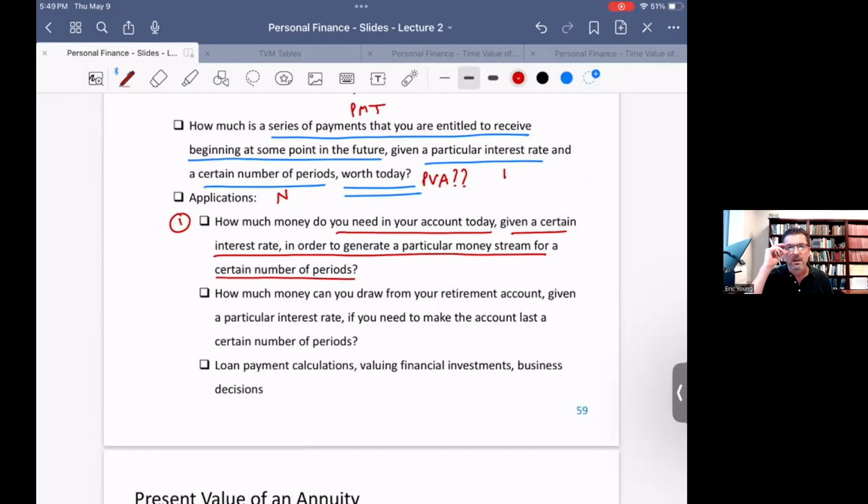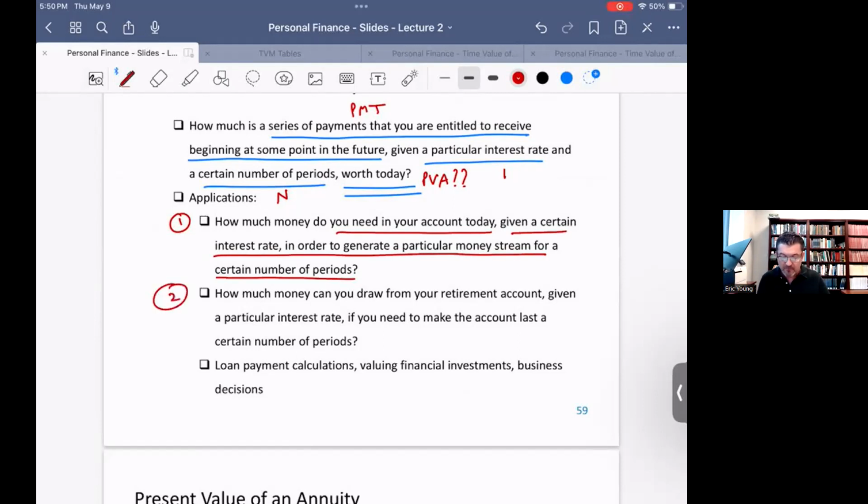Interesting. So right here, a lot of people struggle with retirement planning. They say, I have no idea how much I have to save. Well, this is the first step in the process. This will help you to figure out how much money you need to have in your nest egg on the day that you retire in order to draw money down in your retirement.